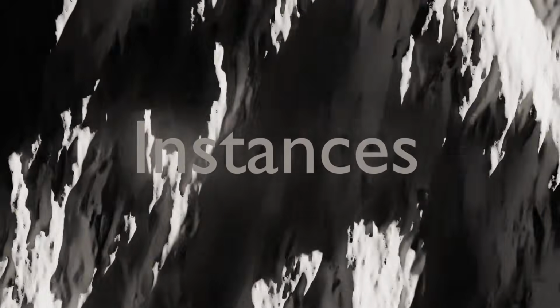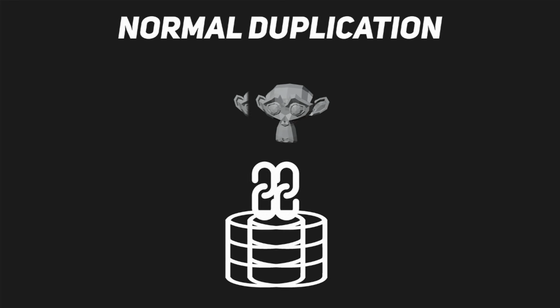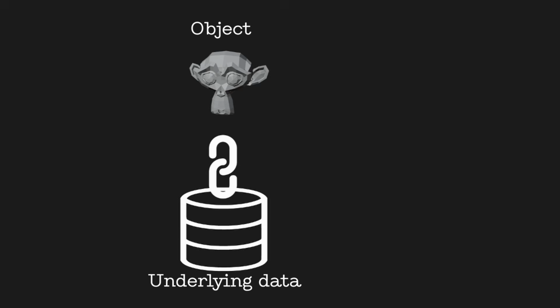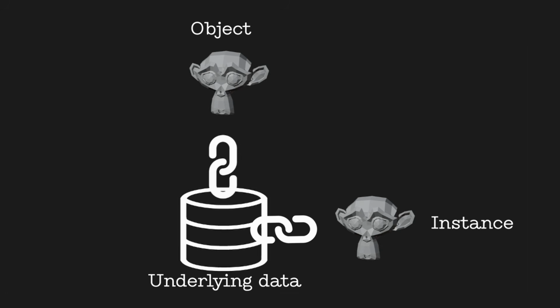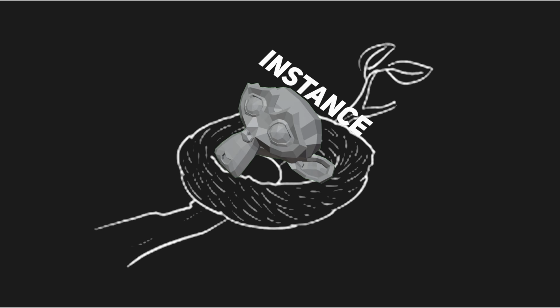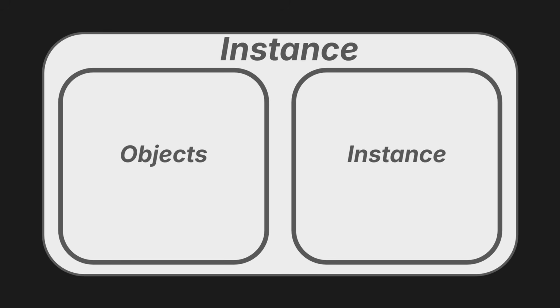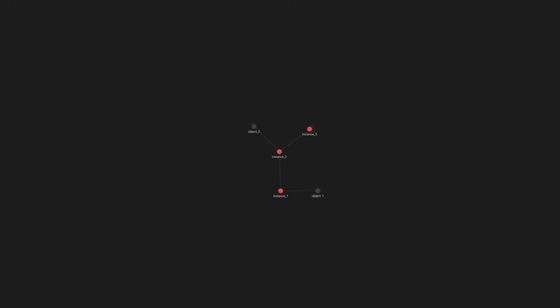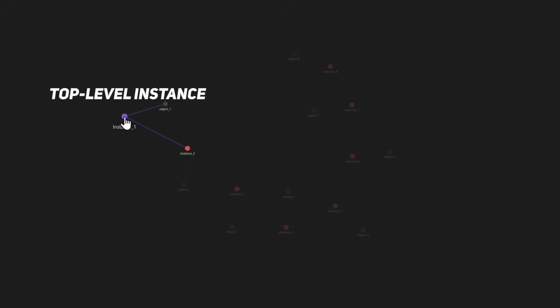The next concept we are going to tackle is instances. Instead of actually duplicating the data, instancing reuses it, making the process more efficient. Instances can be nested, which means an instance can contain instances of different objects, and this can be done multiple times. This creates a hierarchy of instances. The top level instance is the topmost instance in the instance hierarchy. Nice, we have covered all the concepts required to understand geometry nodes. So let's just get on with it and finish the rest of the nodes.